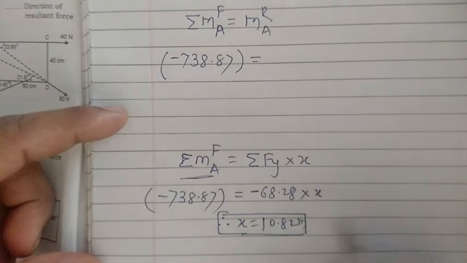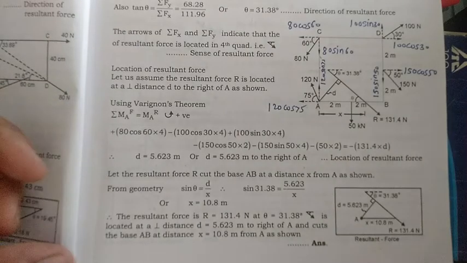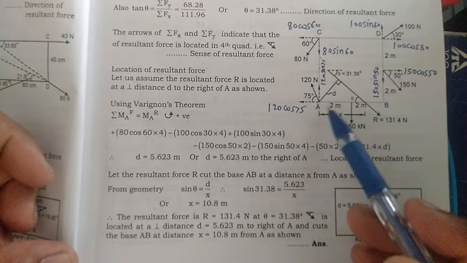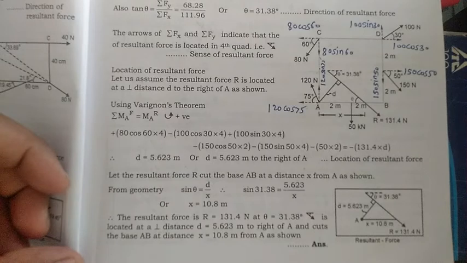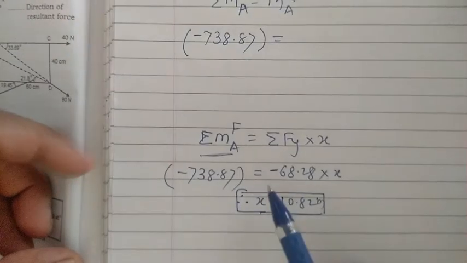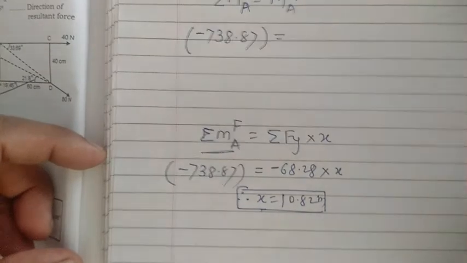So this is actually one method, and with another method, by using the geometry, you can get the value of the same. But in my opinion, this is an easier method. Just remember this formula, substitute here and here, and we can get the answer for x.